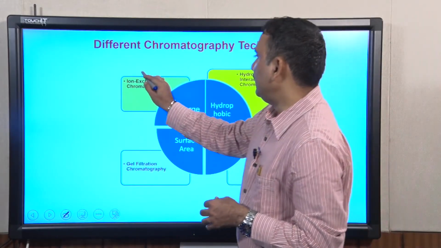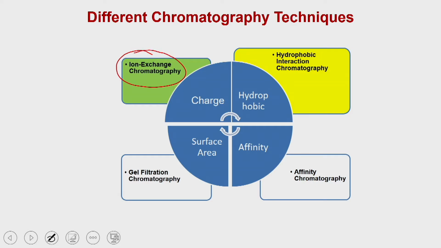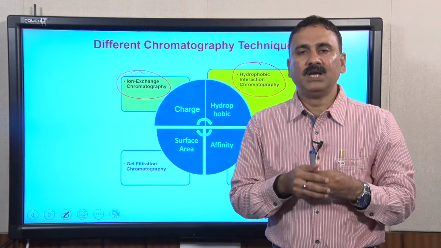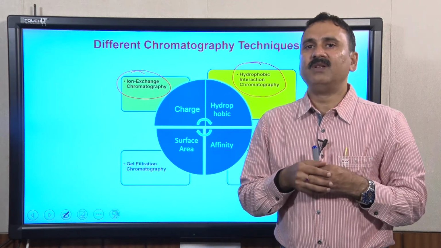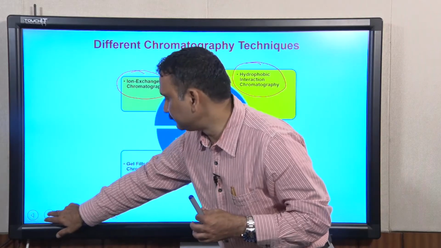So, we are already done with ion exchange chromatography in terms of the mechanism, the principle, how to operate it, as well as its application. Let us move on to another technique, which is called hydrophobic interaction chromatography. As the name suggests, hydrophobic interaction chromatography is going to exploit the hydrophobic groups which are present on the protein.